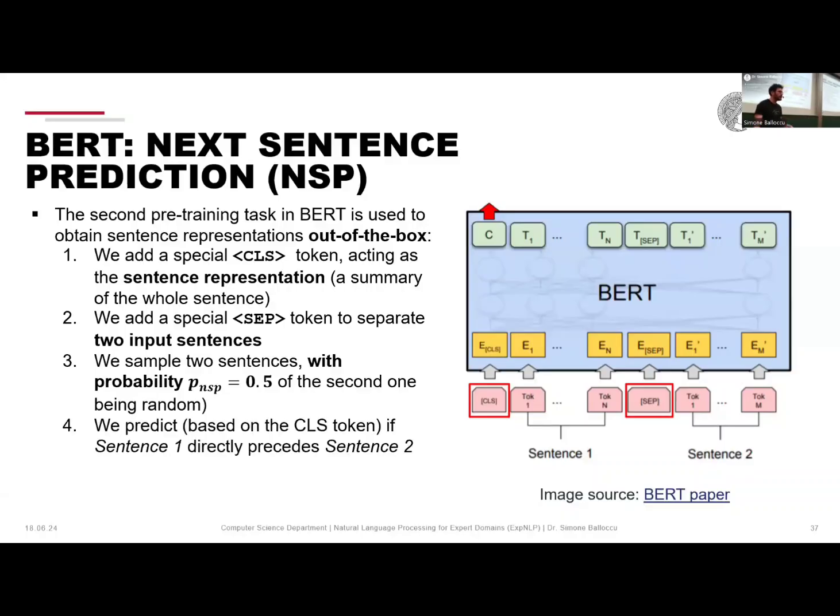And then we train the model to predict via the CLS token if sentence one actually precedes sentence two. So BERT should learn that the cat sat, I cannot sit on the couch now, is good, but the cat sat, and that's how they won the Waterloo battle, is probably not a good example. It's a negative example.